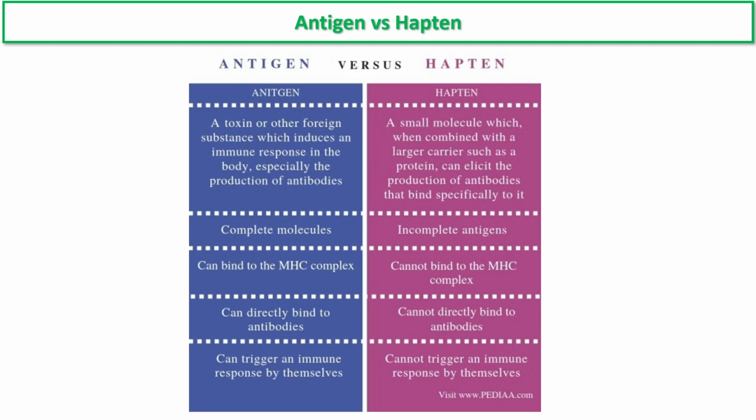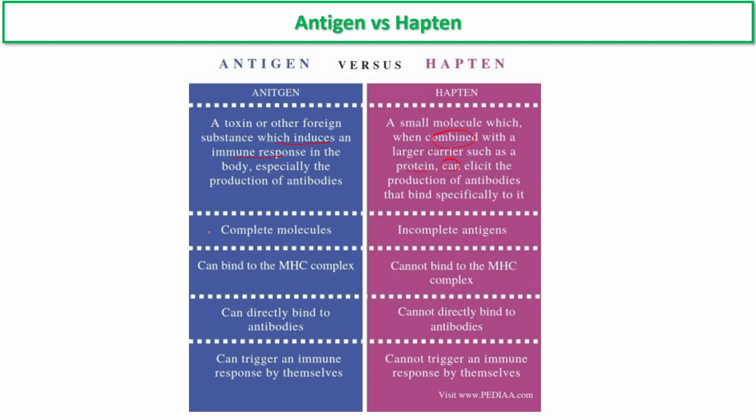Next concept is the difference between antigens and haptens. Antigens are toxins or any other foreign substances which induce an immune response in the body, especially the production of antibodies. But haptens are very small molecules which, when combined with large carriers such as proteins, can then elicit the production of antibodies. They alone cannot induce an immune response.